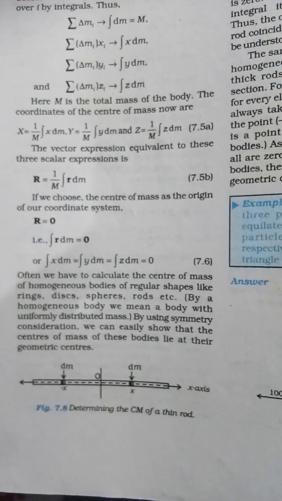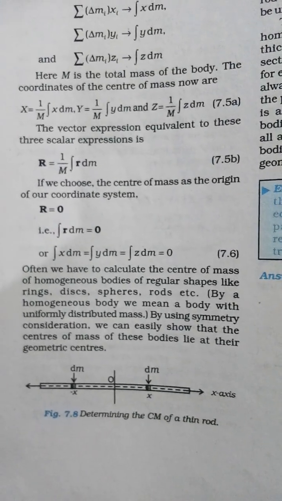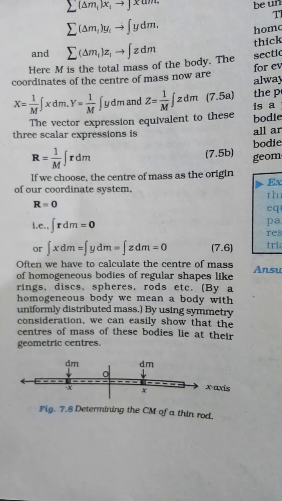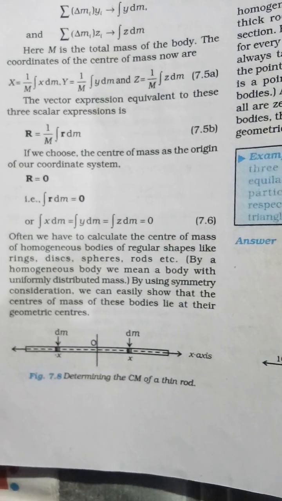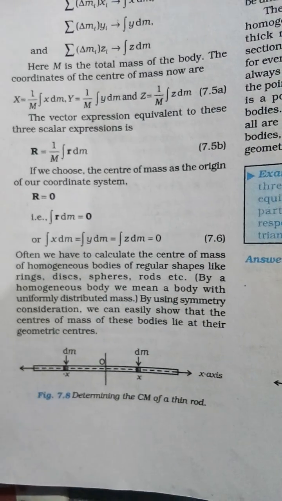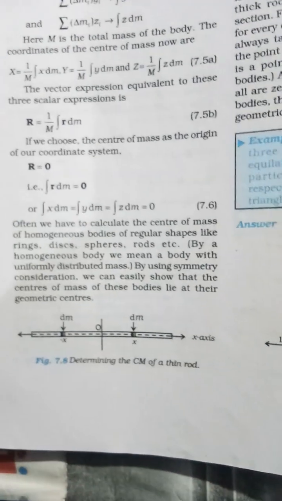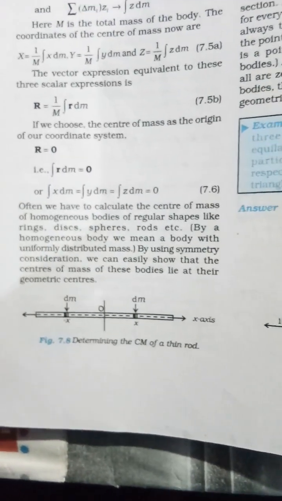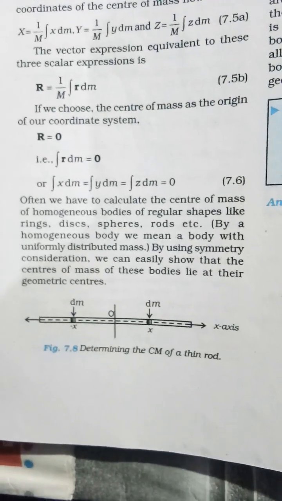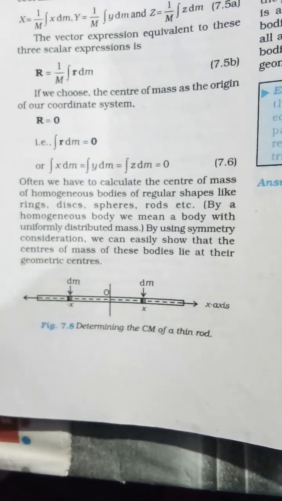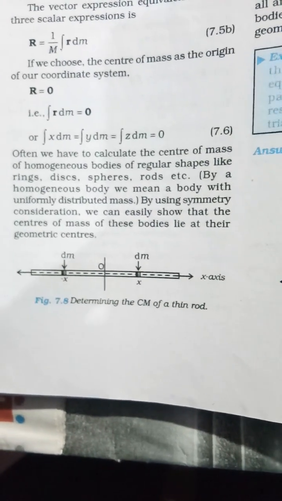You will see here the coordinate of the center of mass, x, and here you will see calculus, x dm, same kind y, and z, in equation 7.5a. The vector expression equivalent to these three scalar expressions is here. If we choose the center of mass as the origin of our coordinate system, R is equal to 0, and R is a vector, 0 is a vector, and you will see integral r dm equal to 0, you will see here 7.6.